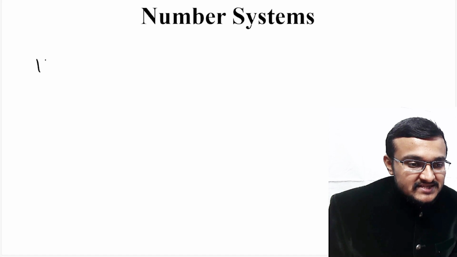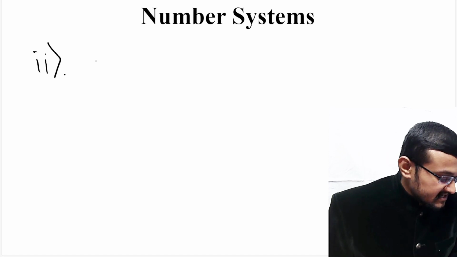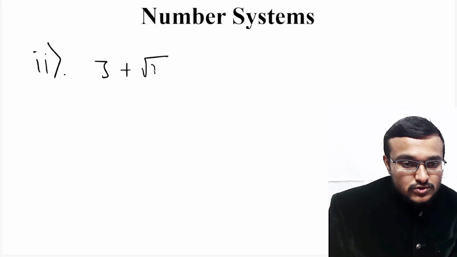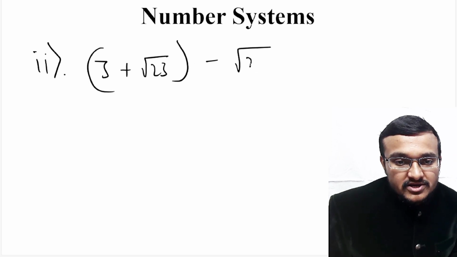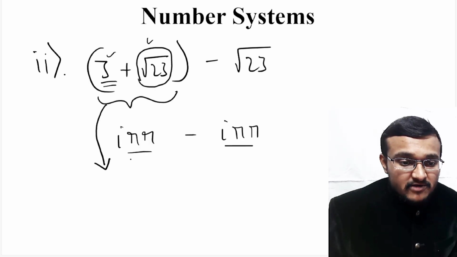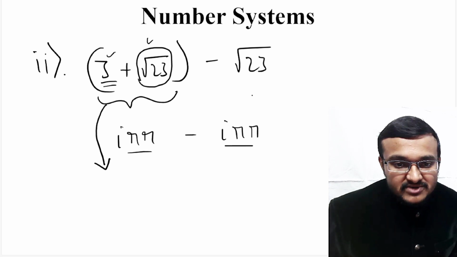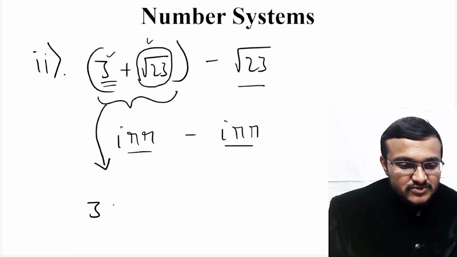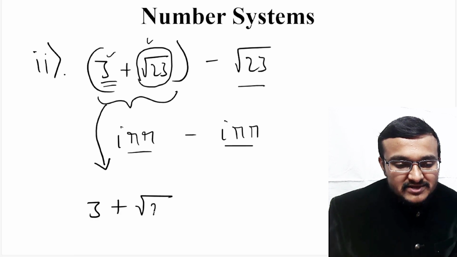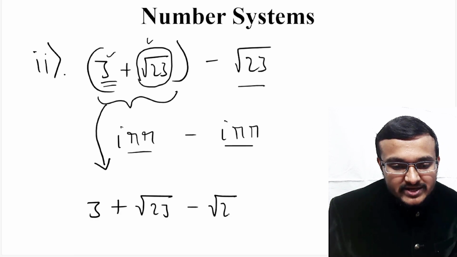So now coming to the second question in the same first question, here they have given 3 plus root 23 and minus root 23. So now we will perform this particular operation. Here this is an irrational number and this is also an irrational number. We will just remove this particular bracket. So when you remove the bracket, it is 3 plus root 23 minus root 23.